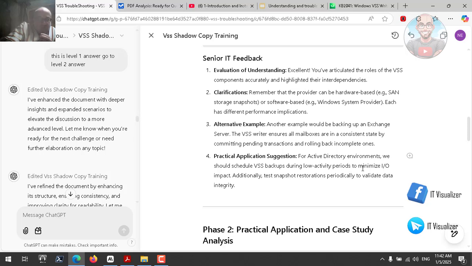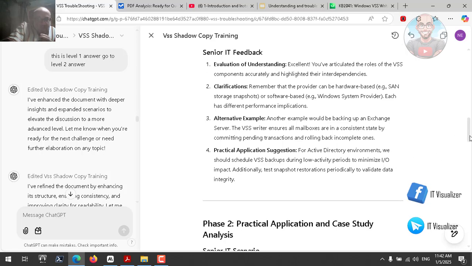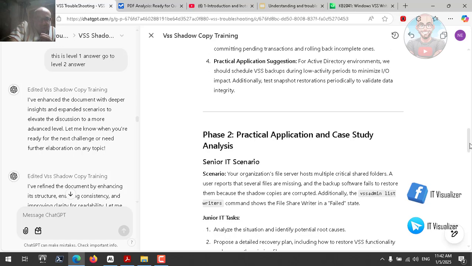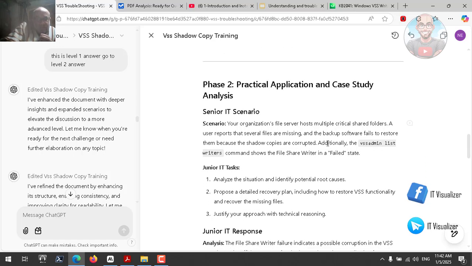This is a good best practice to minimize I/O impact. Additionally, test snapshot restoration periodically to validate data integrity. Okay, phase 2, practical application and case study.